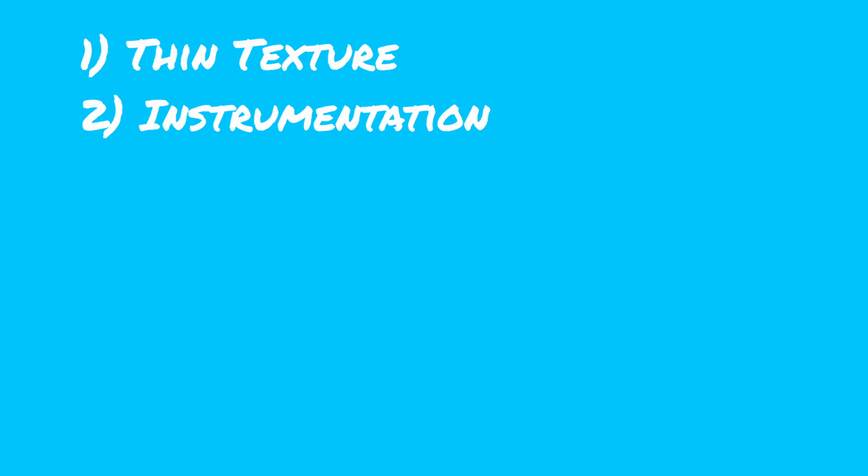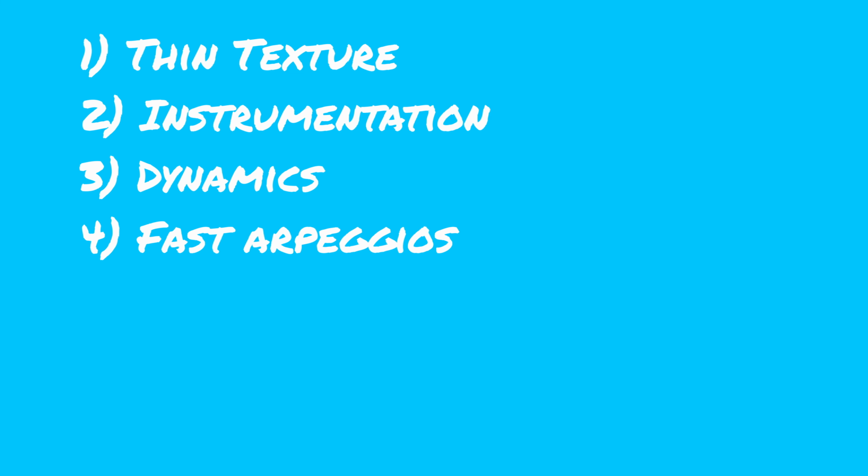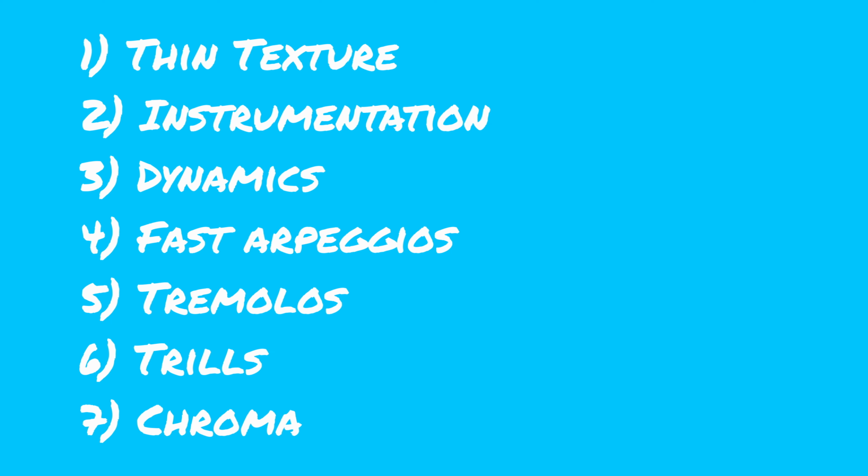So what are those 7 ways? Well, there was the thin texture, creating that feeling of space in the aviary, in the bird enclosure. There were the bird-like instruments. There was quiet dynamics, fast arpeggios, tremolos, trills, and chromatic scales. They were like 7 things I wanted to draw together.